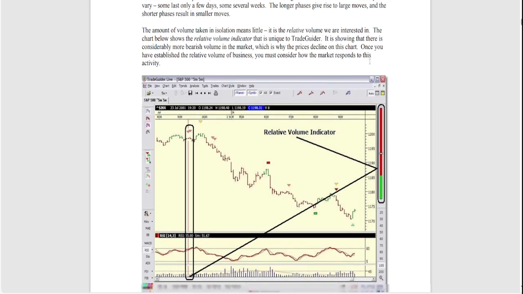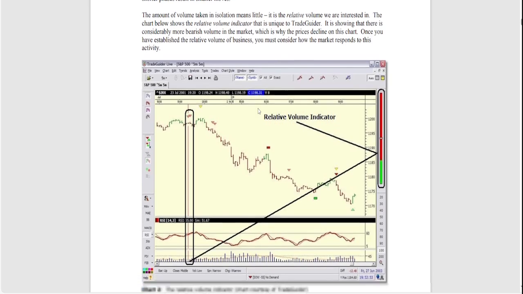I ignore this Trade Guider thing. This software, Trade Guider, ignore that.